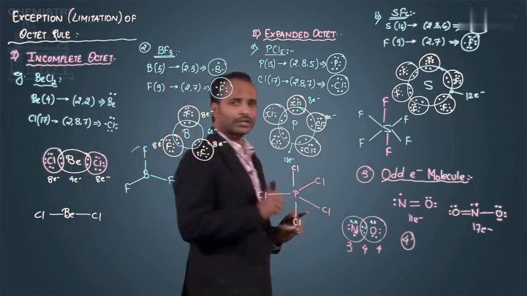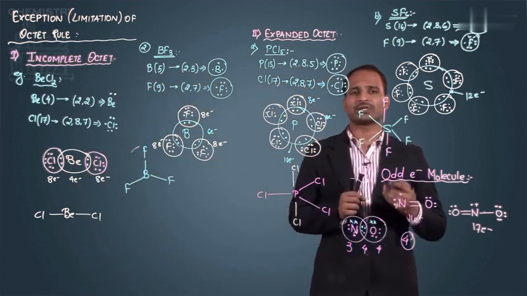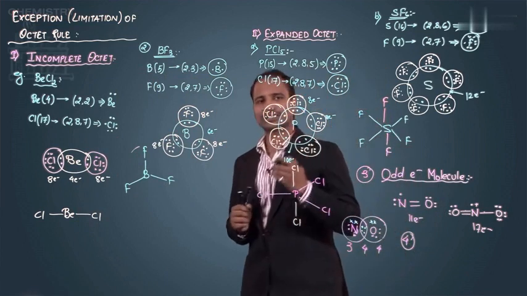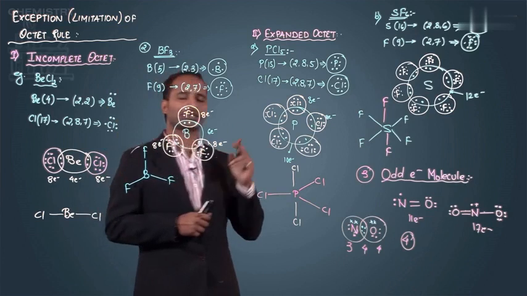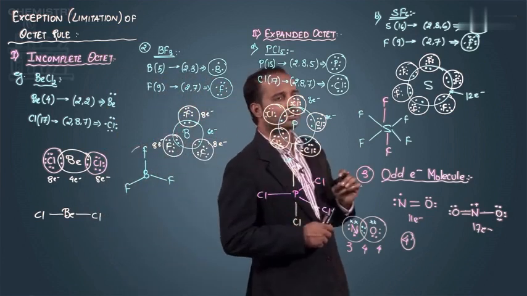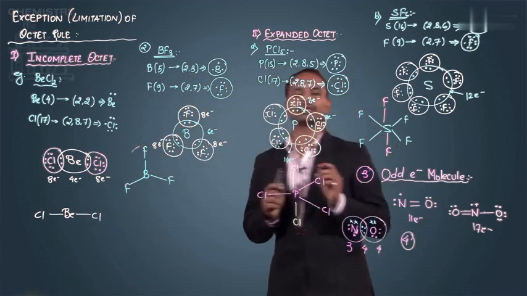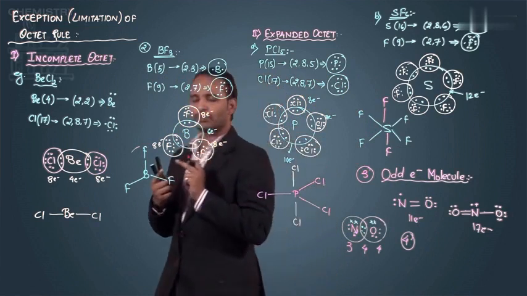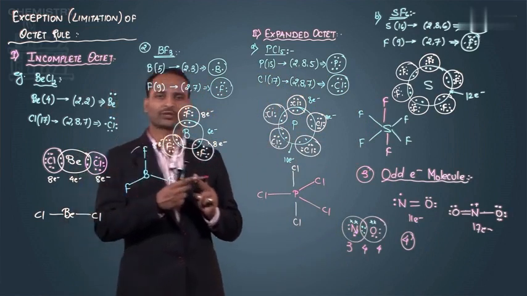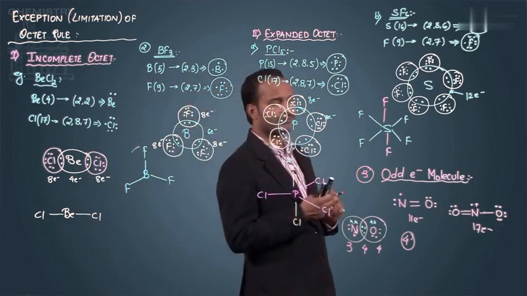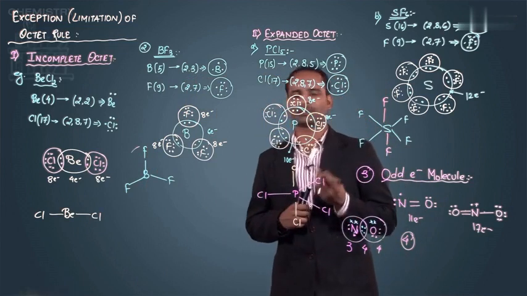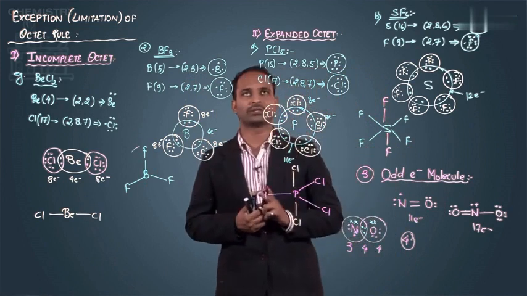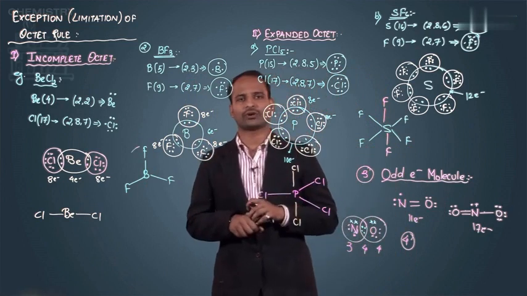Next, the octet rule also talks about stability, but in terms of 8 electrons in the outermost orbit. I said in the beginning that an atom forms a bond to get the stable electronic configuration of 8 electrons and to get stability in terms of energy. The octet rule doesn't talk about the second point, that is, stability in terms of energy. So these are the limitations of the octet rule.